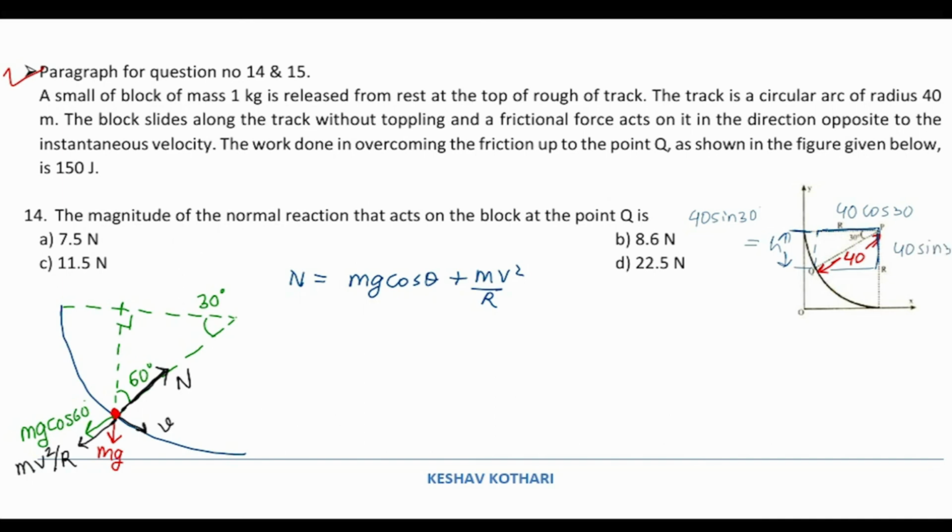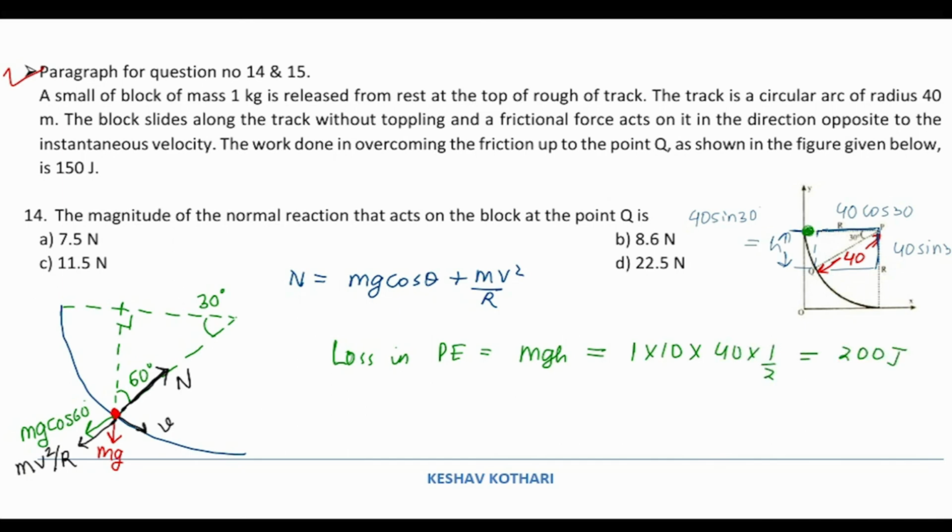So the loss in potential energy. As the block moves from the upper edge to this point Q over here, the loss in potential energy can be written as mg into h. So this over here will come out to be, the mass of the block is 1 into 10 into h, which is 40 sine 30, that is half. So this is giving us 200 joule.